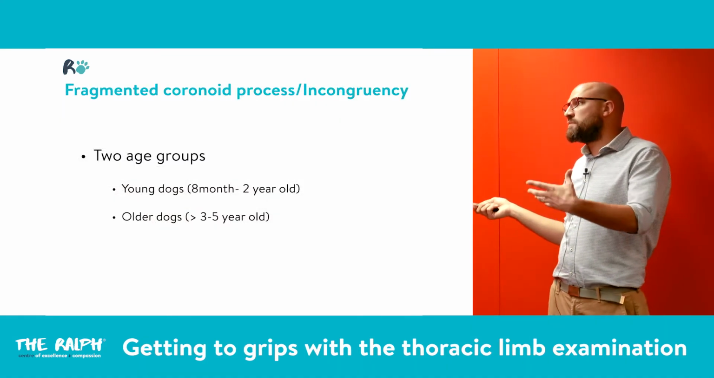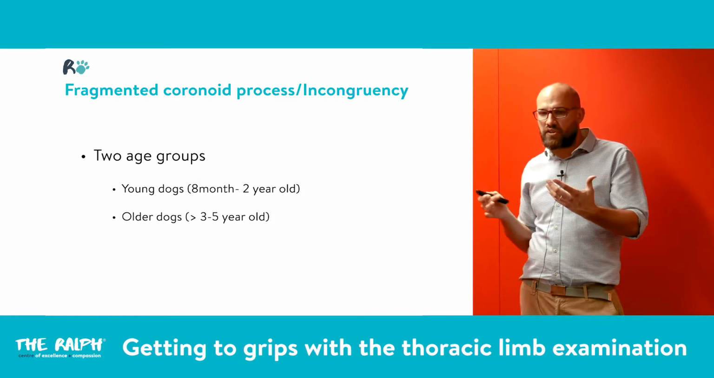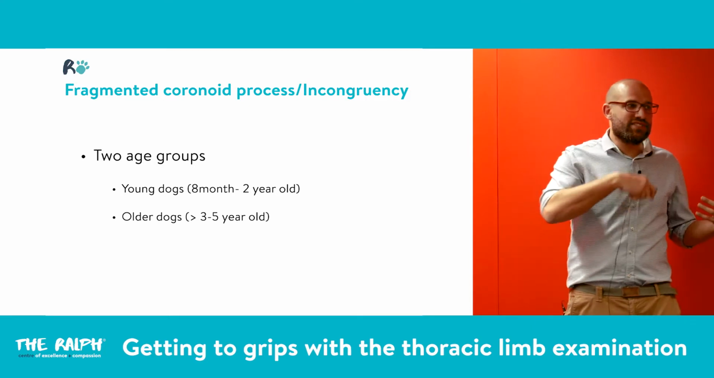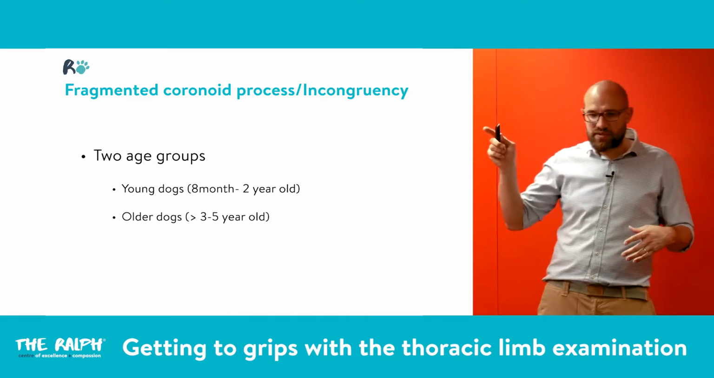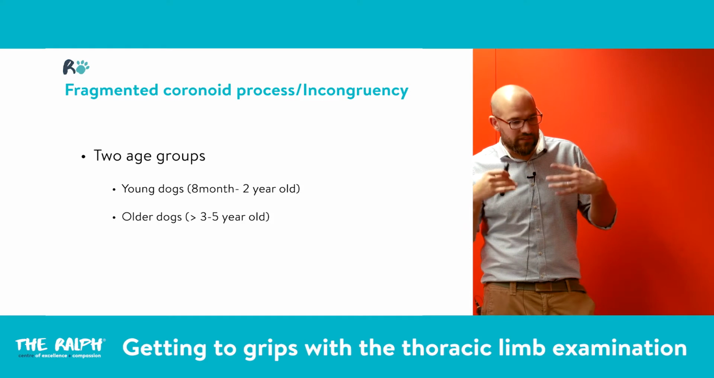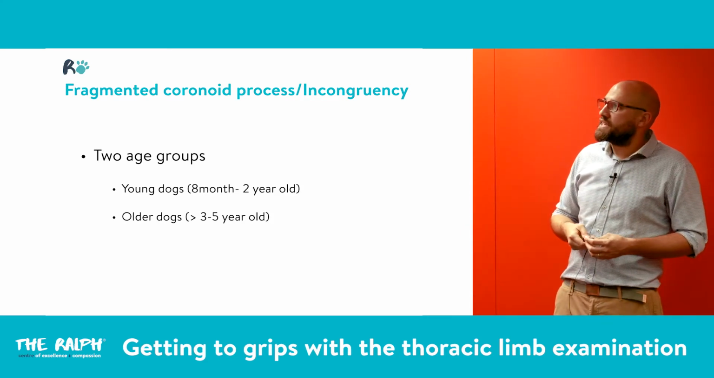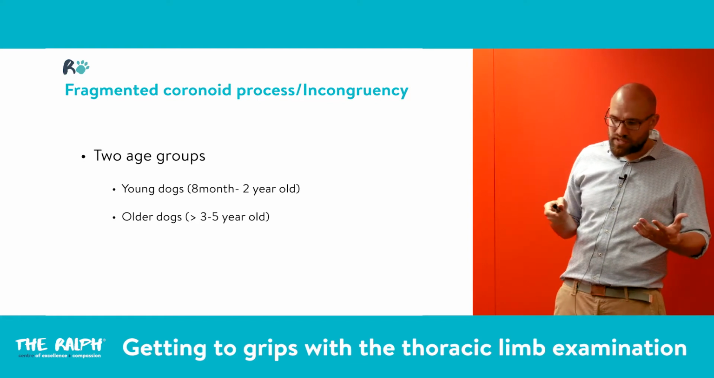Then let's start talking about fragmented coronoid process and incongruency. The next chart might be about elbow dysplasia, and so then I can go in depth into what the problem is and exactly what this coronoid process incongruency is.